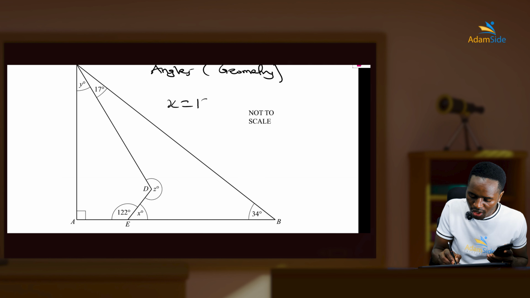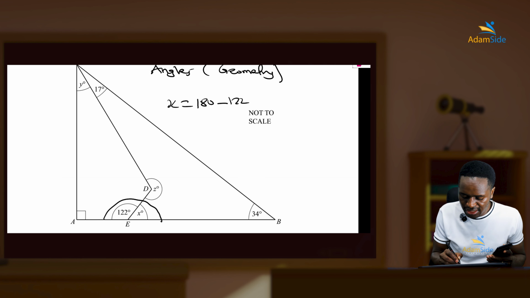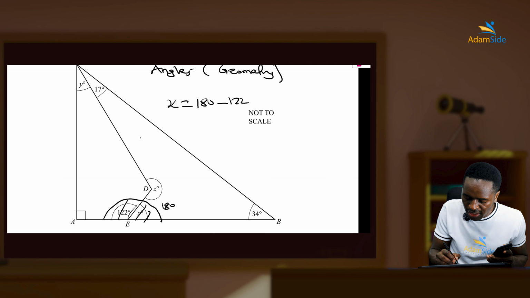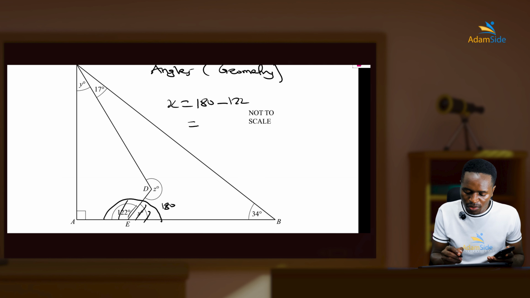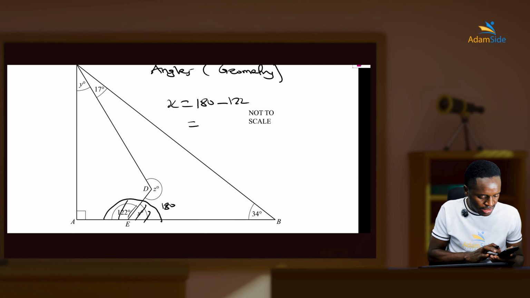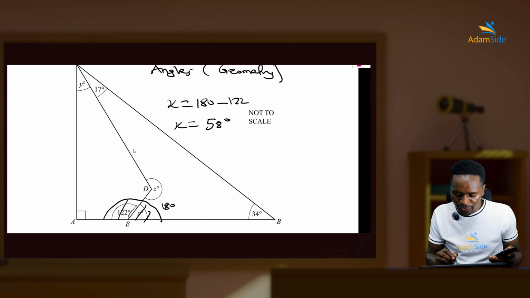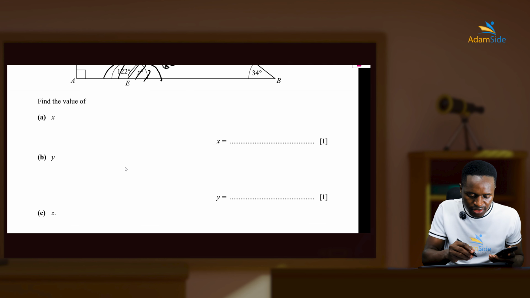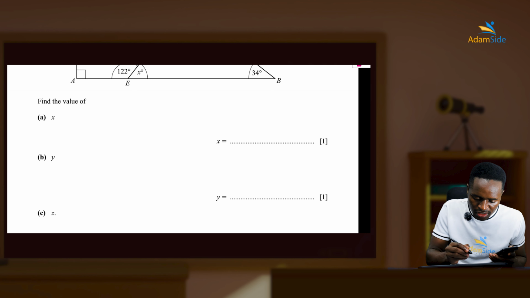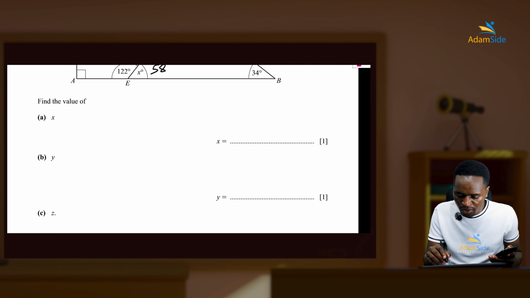Therefore, angle X will be 180 minus 122, because these two angles add up to 180 degrees. One is 122, so 180 minus 122. What's 180 minus 122? You get 58 degrees. Correct. So X is equal to 58 degrees. We have our angle X here as 58 degrees. And then we go to this other angle.